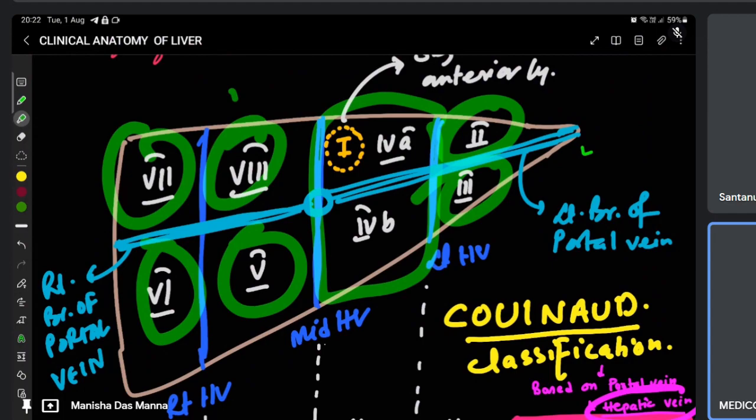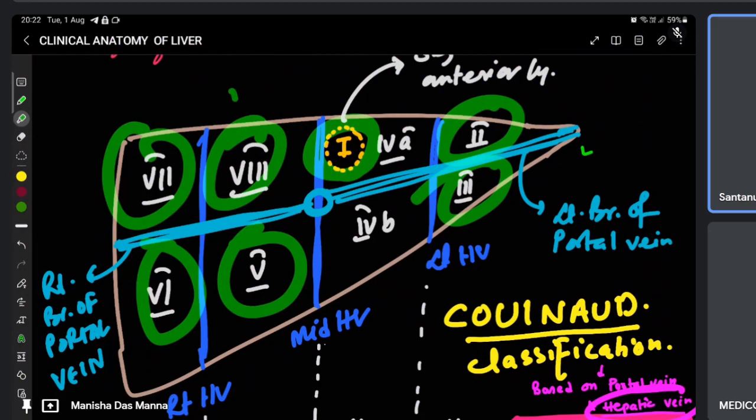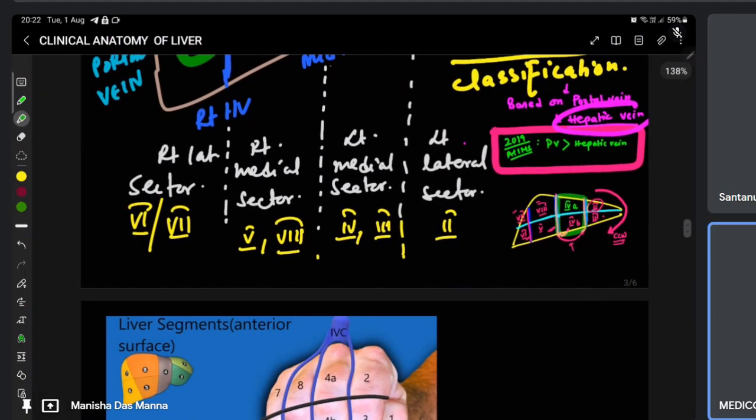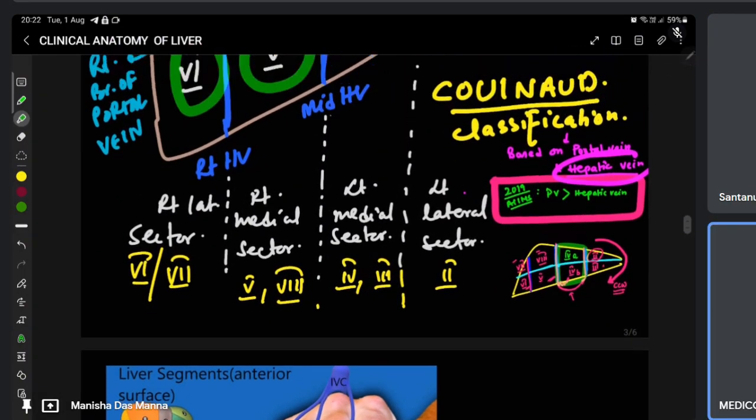Okay. And the segment one, which is also called the caudate lobe, is not appreciated anteriorly, but this caudate lobe is appreciated posteriorly. Am I clear? Clear. Okay. So this is the coordinate classification, and this coordinate system is very important in surgery.